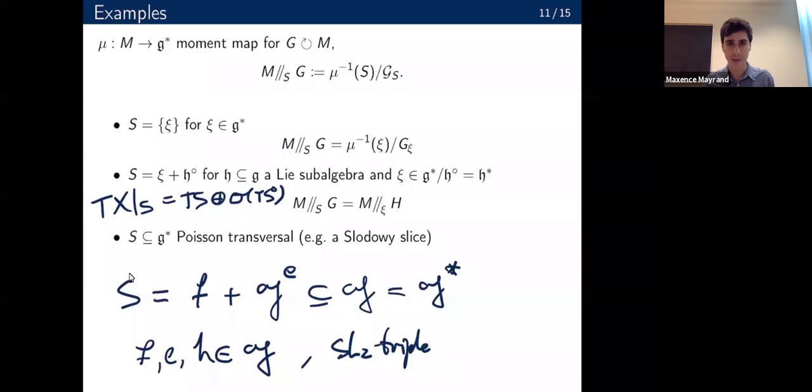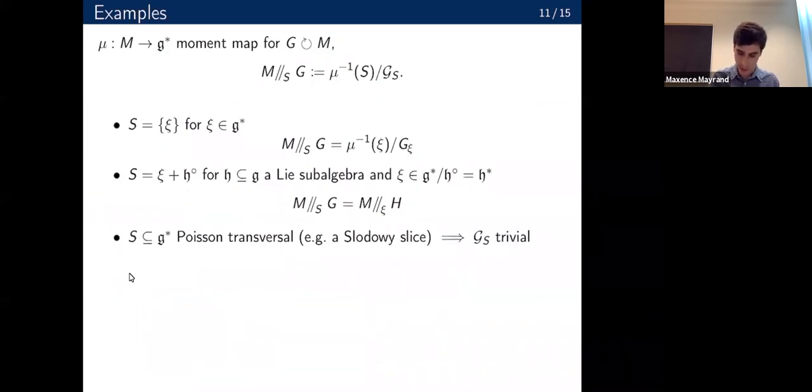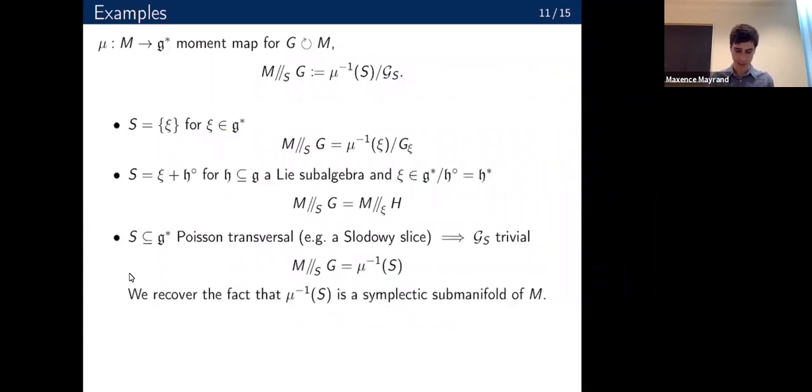It's a well-known fact that if you take the preimage of a Slodowy slice by your moment map from M to g*, this is a holomorphic symplectic submanifold of your original symplectic manifold. But in this case, if you take a Poisson transversal or Slodowy slice, this stabilizer here is trivial. And so you recover this fact, because now the symplectic reduction along S is just the preimage of S. And so you recover that the preimage of S is a symplectic submanifold of M.